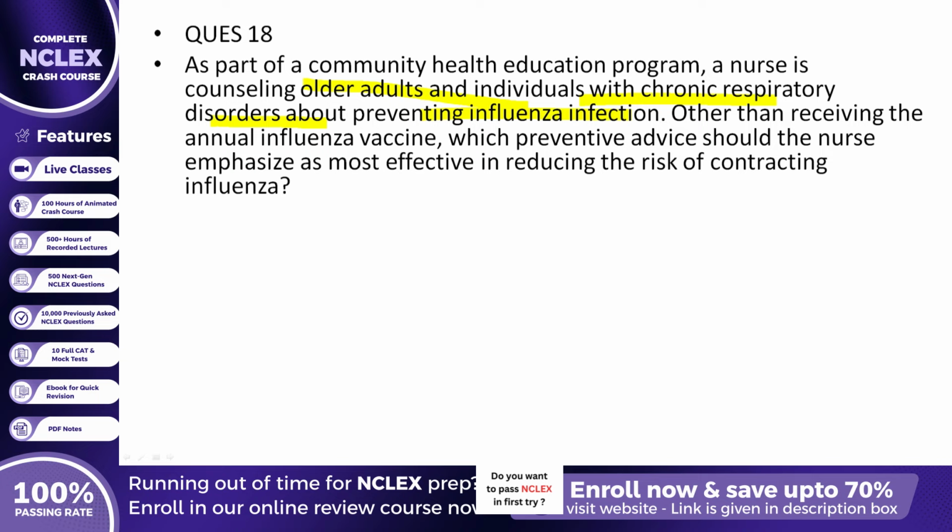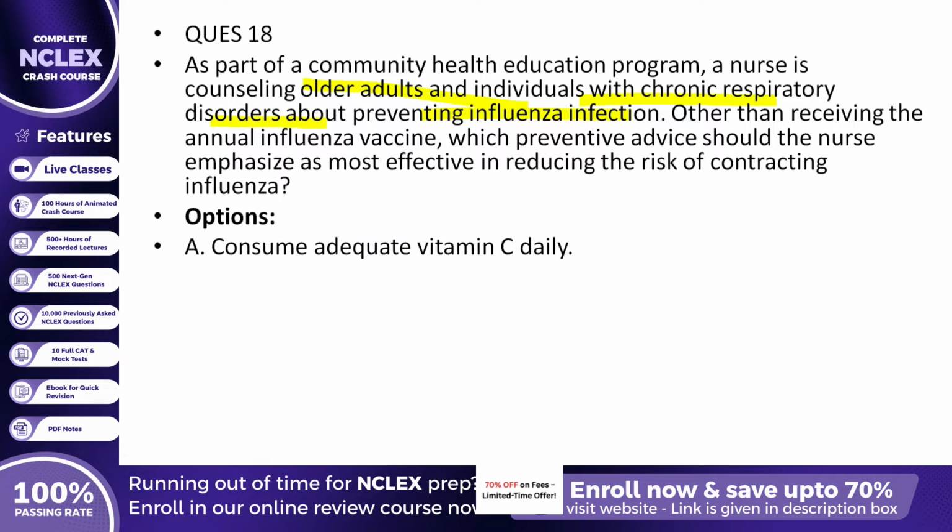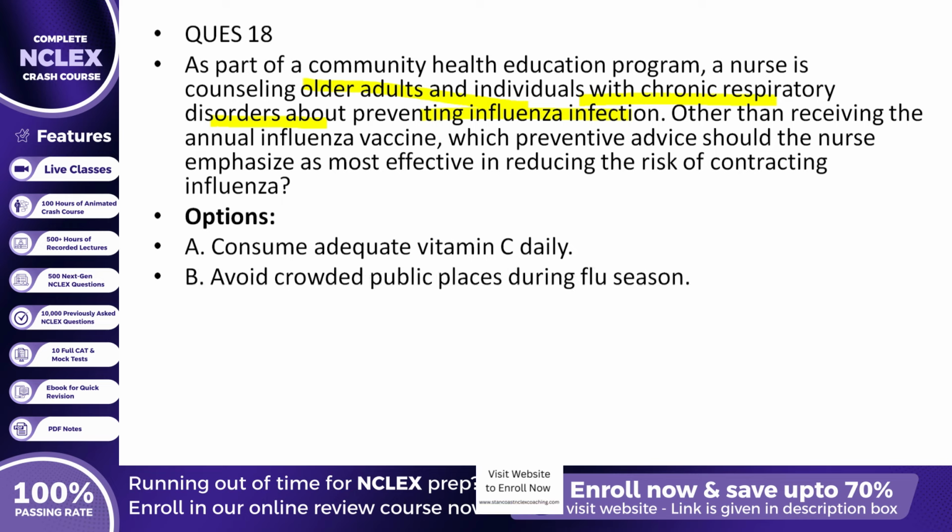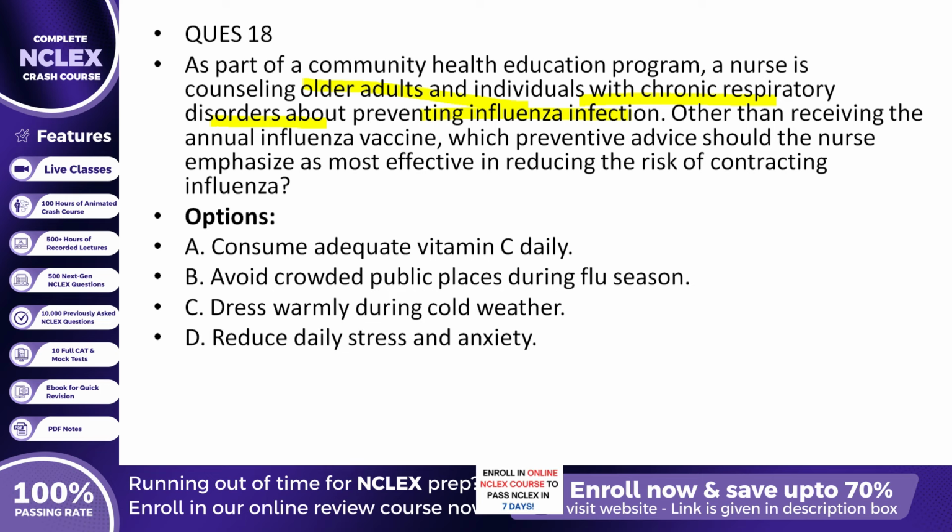The nurse emphasizes preventive strategies beyond vaccination and asks which advice is most effective in reducing the risk of contracting influenza. Here are the options to consider. Option A suggests consuming adequate vitamin C daily. Option B advises avoiding crowded public places during flu season. Option C recommends dressing warmly during cold weather. Option D highlights reducing daily stress and anxiety.